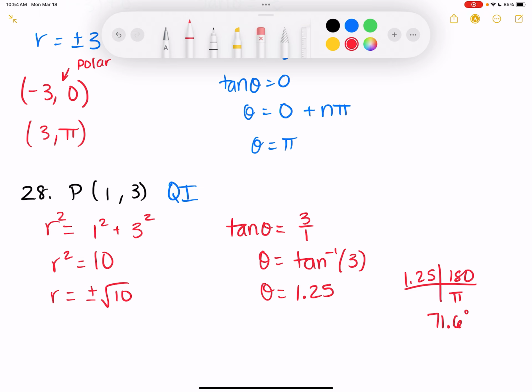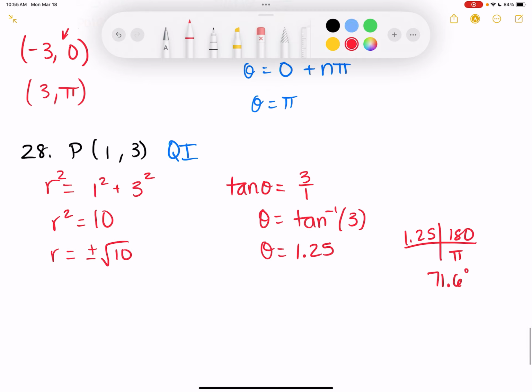So that means that our first angle is in quadrant 1. Our point is in quadrant 1. So that means I need the positive square root of 10 for that one, right? Because that's going to put me exactly where I need to be. Okay, so then the first point is going to be square root of 10 and 1.25.